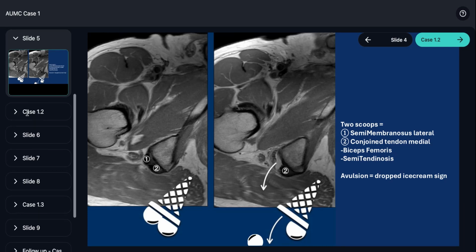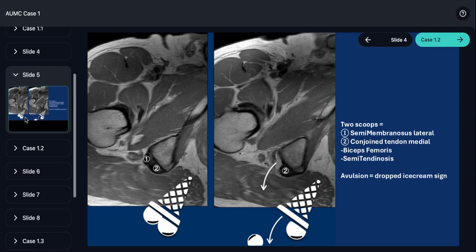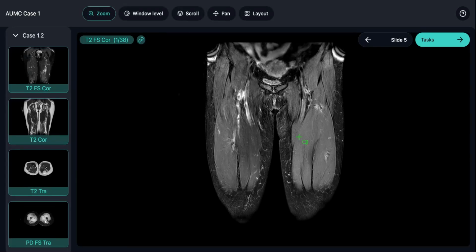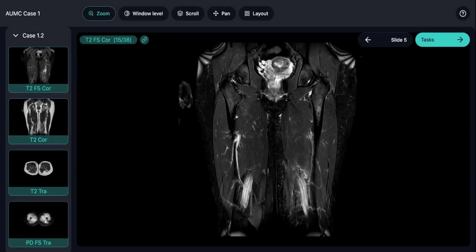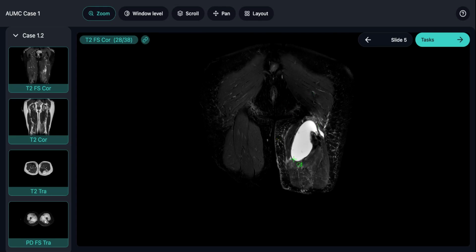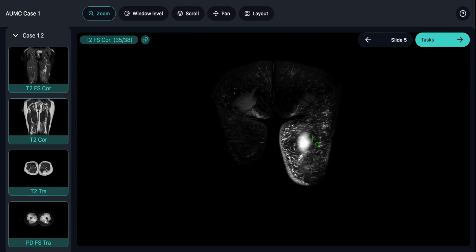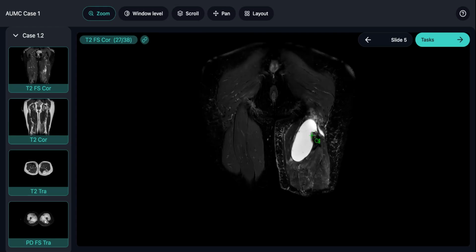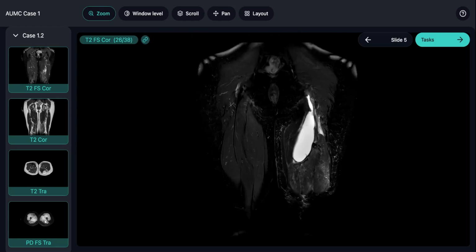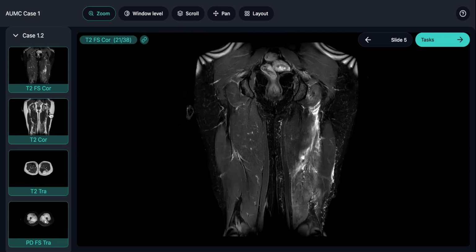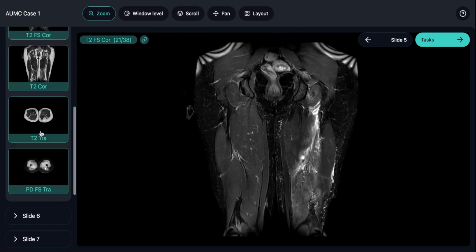So in this case, it's suspicious of a total rupture of both of the tendons of the hamstrings. So the next question was to locate the retracted tendon on the coronal T2 fat saturated images. And here we see a large seroma, and within this seroma the stump of the retracted tendon. So now we've located the retracted tendon.